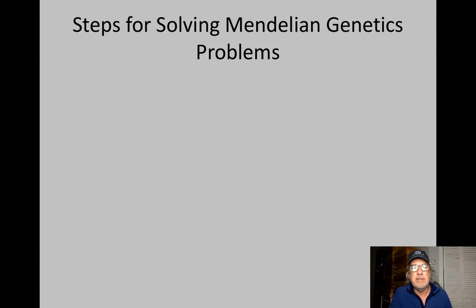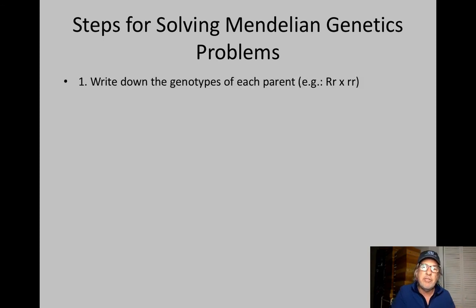What I've done here is I've put together a list of instructions that I suggest you use until you get totally comfortable doing Punnett squares. So here are the steps you should do. First, write down the genotypes of each parent. And I see so many students make mistakes in Punnett squares because they don't do this step. In this case, we're going to cross a big R, little r with a little r, little r. So that would be a red flower with a white flower, let's say.